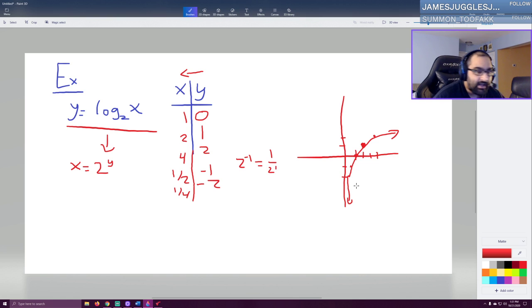Any questions about logarithmic functions and what they look like? Hopefully that isn't too bad.